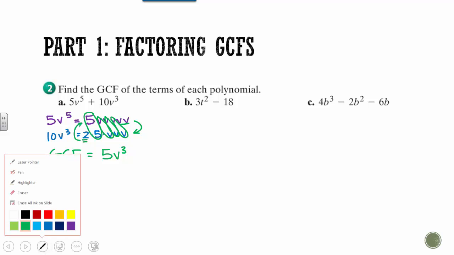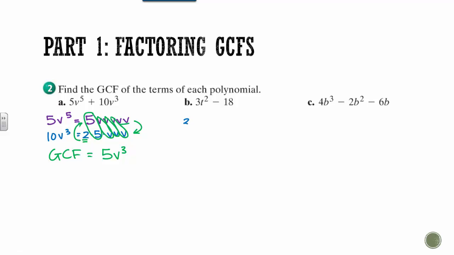So we can do the same thing with the next one. Take 3t squared and break that up. That's 3 times t times t. 18, let's see, that can be broken down into 9 and 2, and we know 9 is really 3 times 3. So the only thing that these guys have in common is 3. So the GCF is 3.